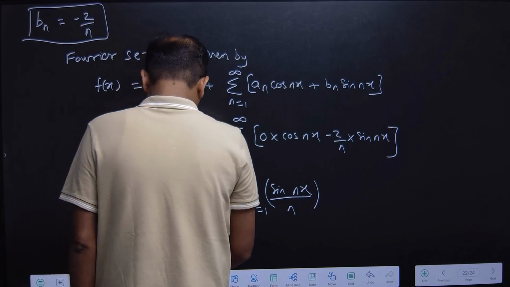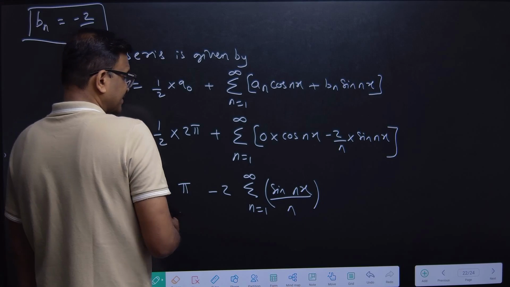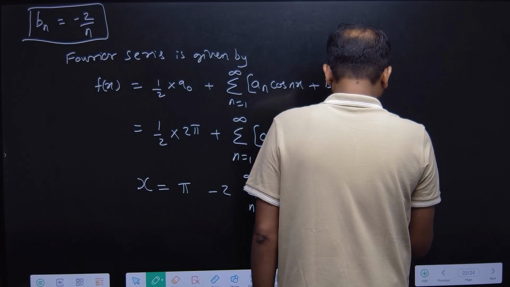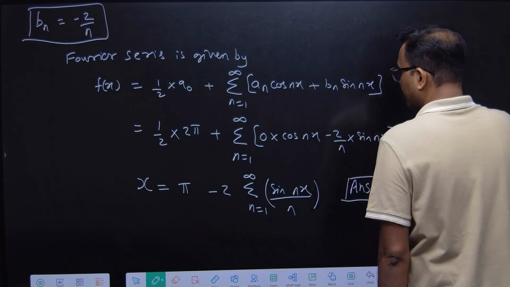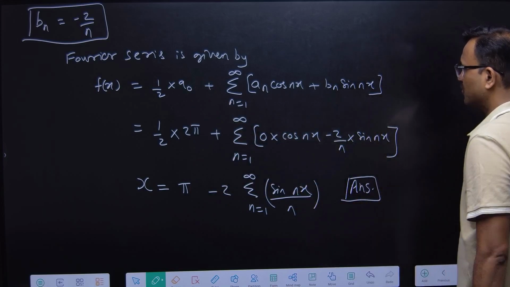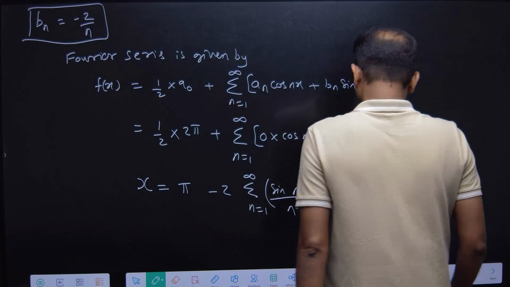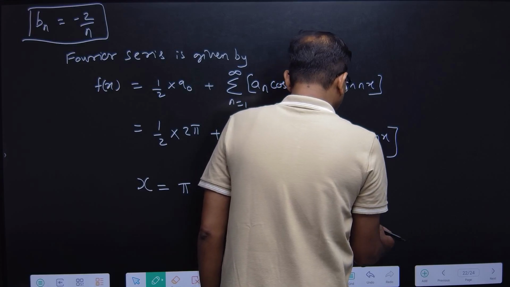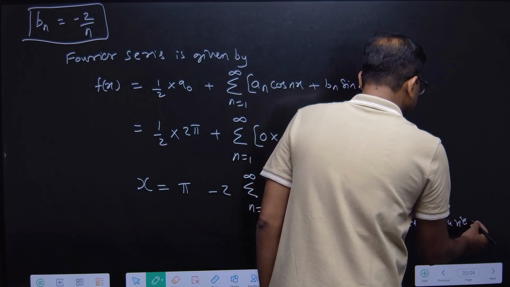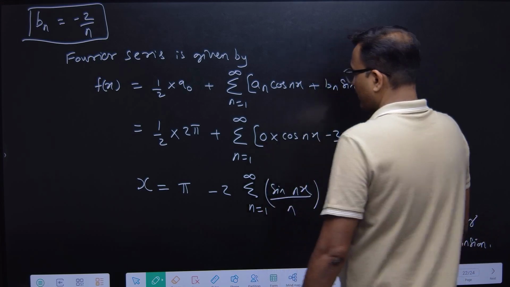And again, we know that in this question f of x was x, we can substitute the value of f of x also as x. So see, this is our required Fourier series. We substitute the value of f of x as x, a0 as 2 pi, an as 0, bn as minus 2 upon n in this formula and simplify. This is the required Fourier expansion. This will be our final answer.